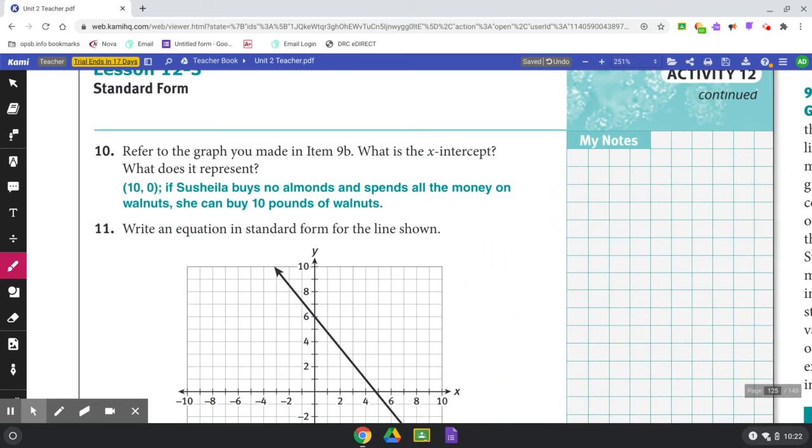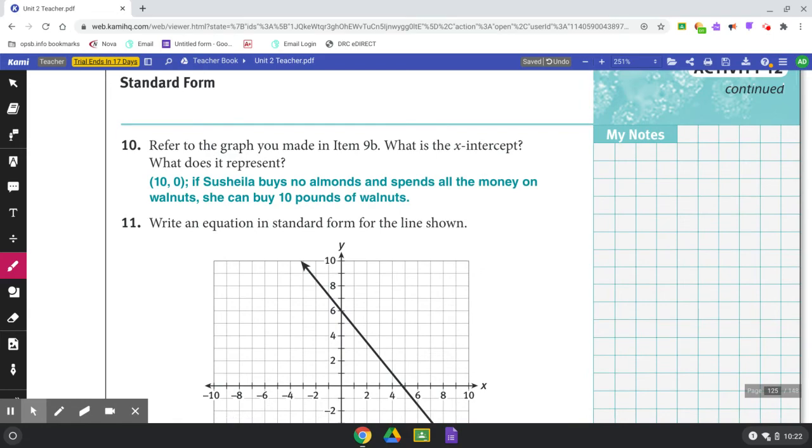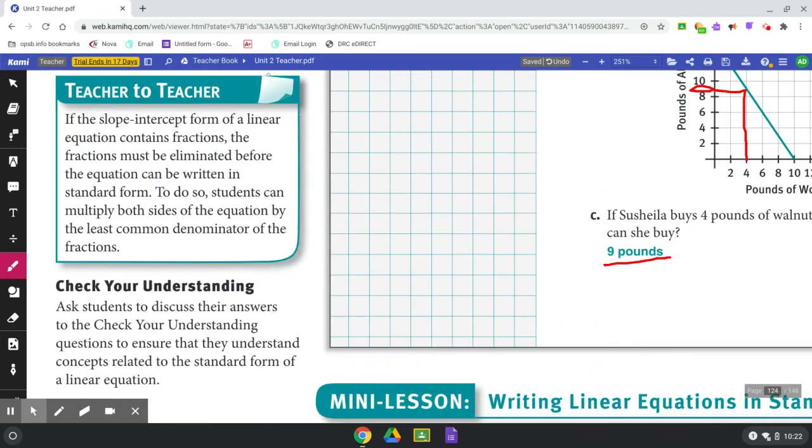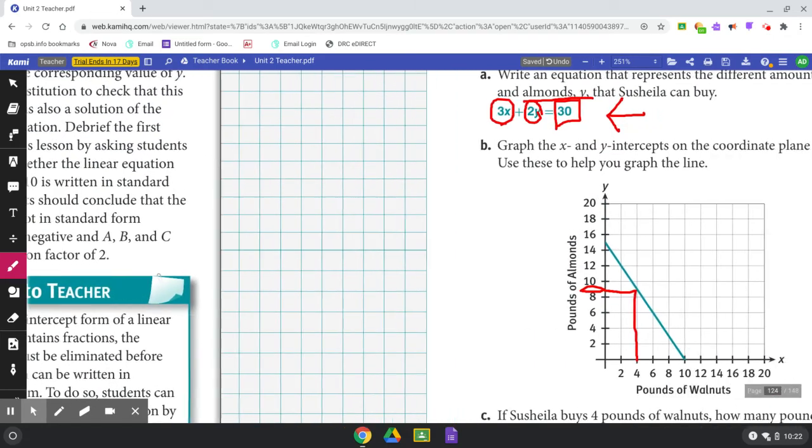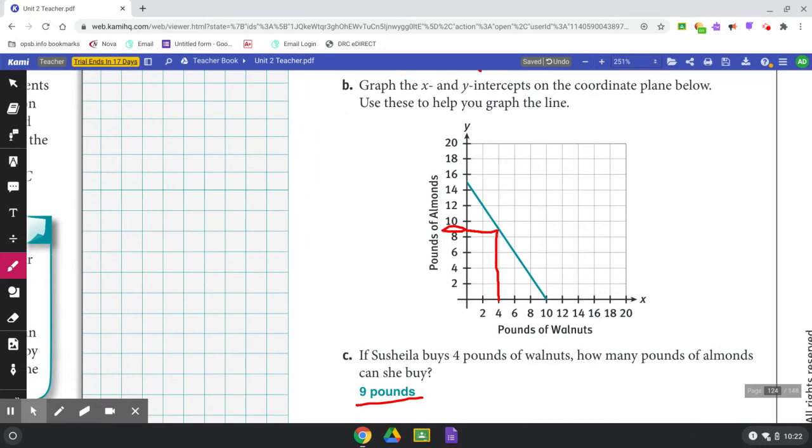Refer to the graph that you made in item 9B. What is the x-intercept and what does it represent? So looking back at 9B, what is the x-intercept and what does it represent? Here's our x-intercept. Sorry, I'm at the y-intercept. Our y-intercept is 15. Our x-intercept is 10. And what does that represent?